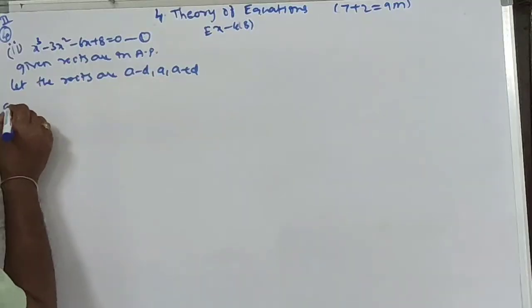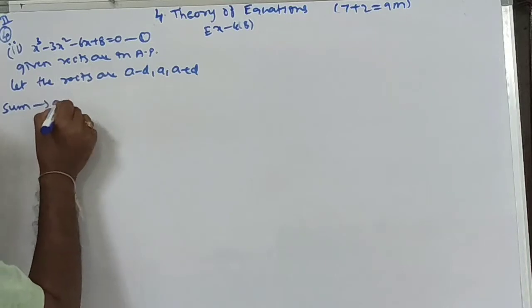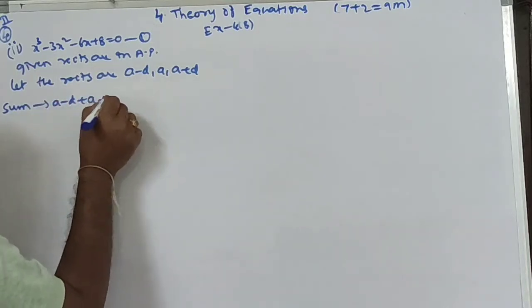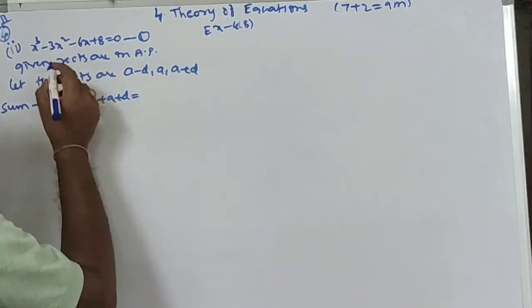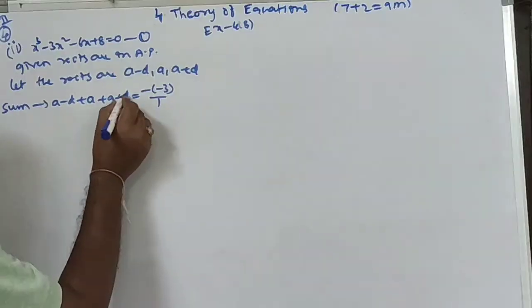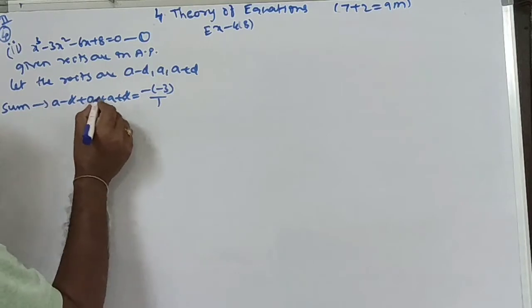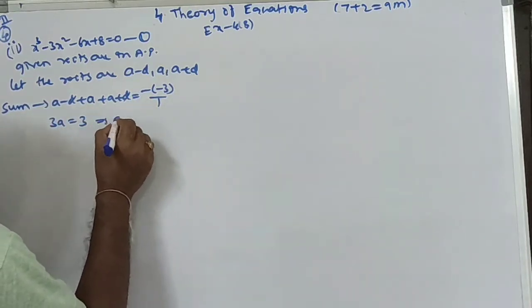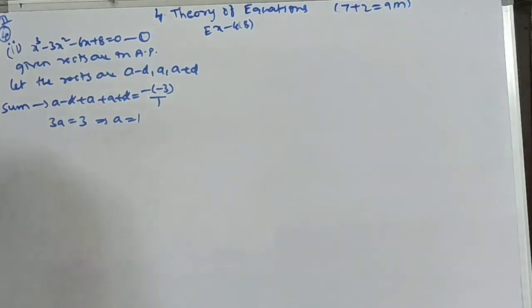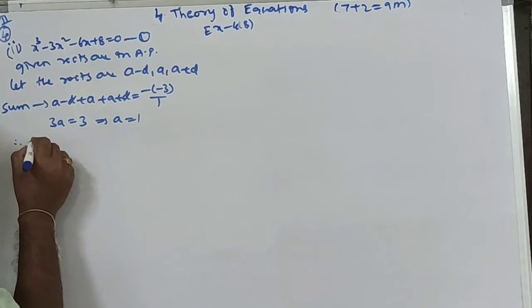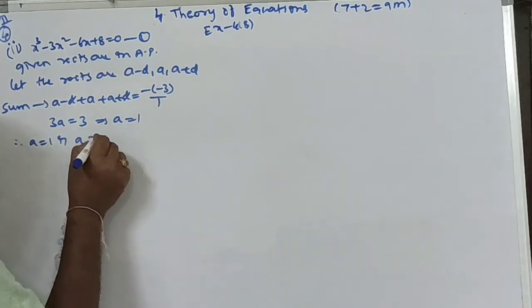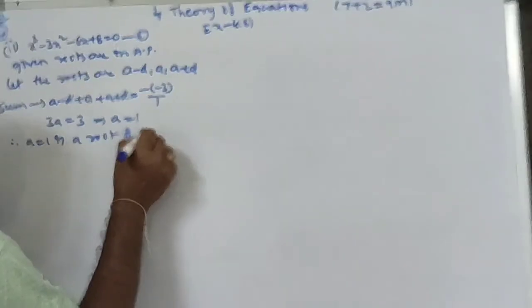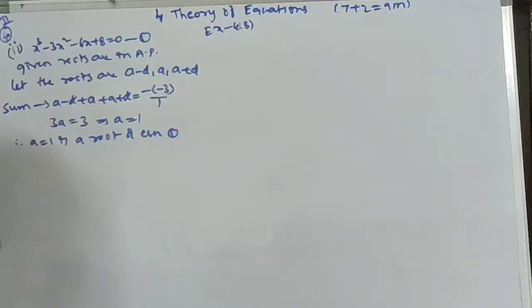Sum: A minus D plus A plus D equal to minus of minus 3 by 1. So D gets cancelled. A plus A plus A, 3A equal to 3, which implies A equal to 1. So we got one root. Therefore A equal to 1 is a root of equation 1. We need two more roots.